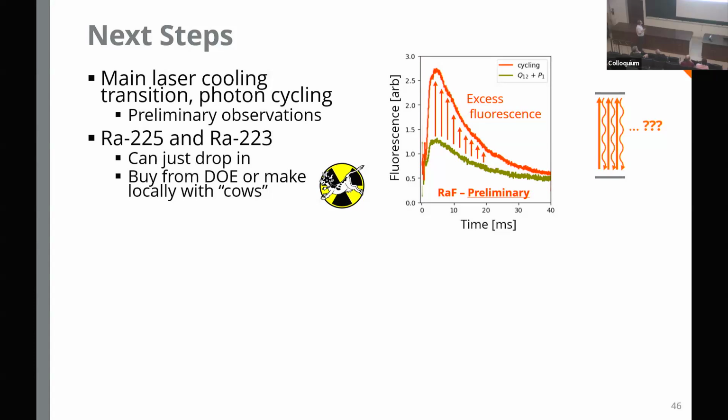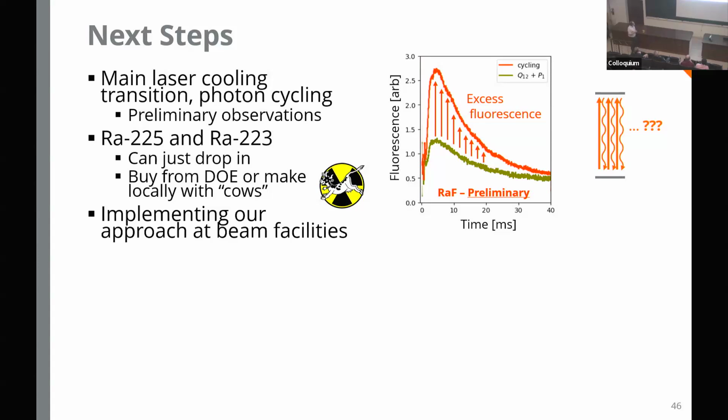You can also make them locally with radioactive cows, which is a technical term for just some other material that decays into these that you can then chemically extract. So you can sort of milk the radium out of this. I didn't come up with that. We're also implementing this approach at some of these beam facilities that have access to even more exotic nuclei.